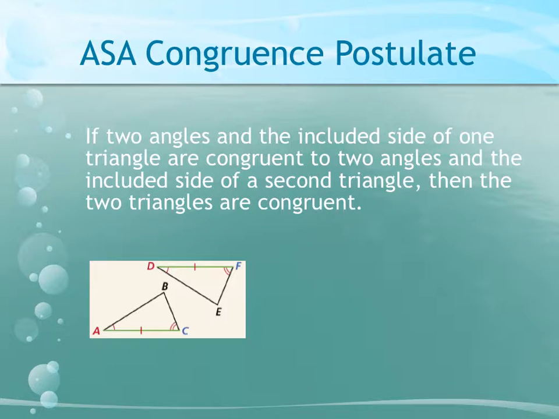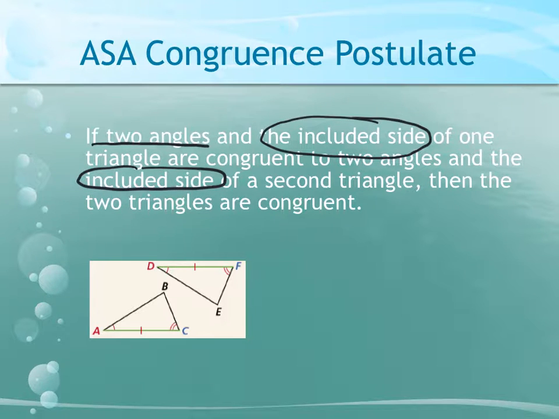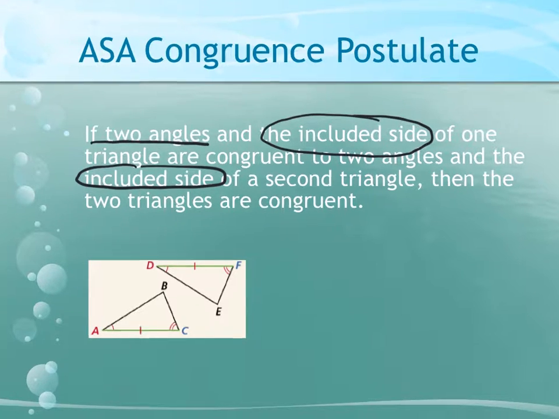So the ASA congruence postulate says that if two angles and the included side, remember that included side is the side in between two of the angles that we're talking about, of one triangle are congruent to two angles and the included side of a second triangle, then the two triangles are congruent.